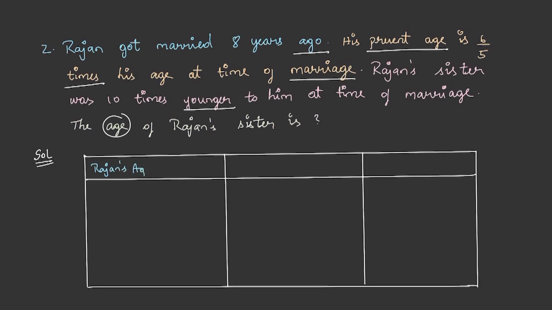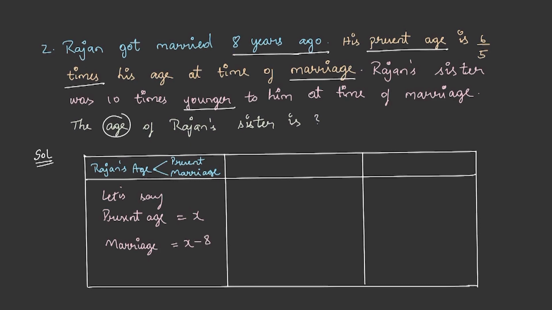Let's understand the age of Rajan at present and also at marriage. Let's assume Rajan's present age as x. His age at time of marriage is x minus 8, as Rajan got married 8 years ago to his present age. Rajan's present age is 6 by 5 times his age at time of marriage. On cross multiplication, you will be getting 5x is equal to 6x minus 48. So x is equal to 48 on simplification.